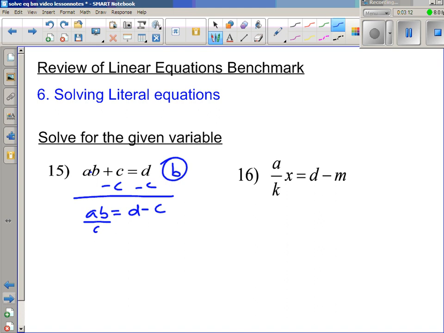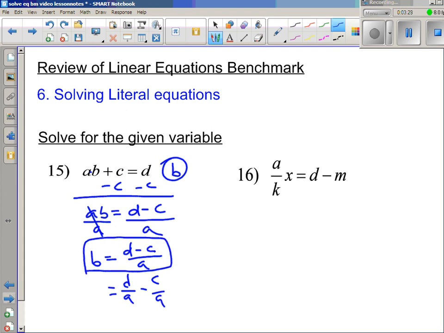You undo multiplication with division. If you do it to one side, you have to do it to the other. We get b equals d minus c over a. Or you could write d over a minus c over a. But both forms are acceptable. Most kids are going to leave it in this form. We like to break it apart if we can reduce a fraction. Obviously with letters we're not going to be able to. All right, have a look at 16 here and hit pause. See how you go at finding the x.